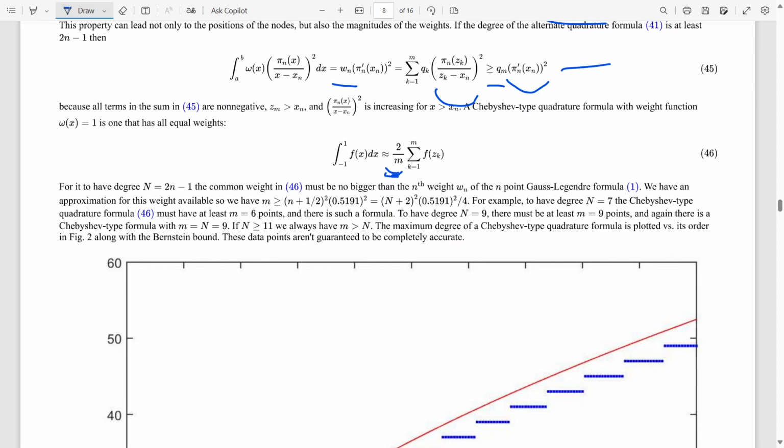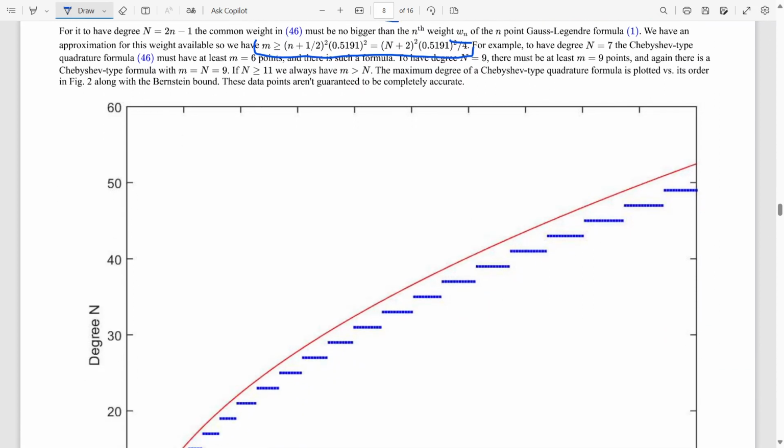Okay, now we do have a nice approximation for Wn in terms of Bessel functions, so we end up with this nice little inequality for the order of the formula given the degree of the formula.